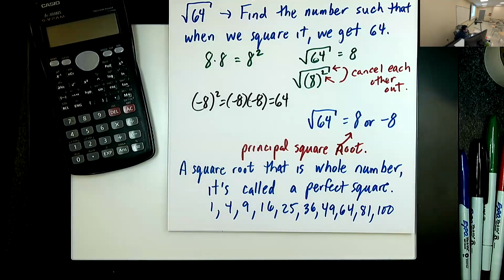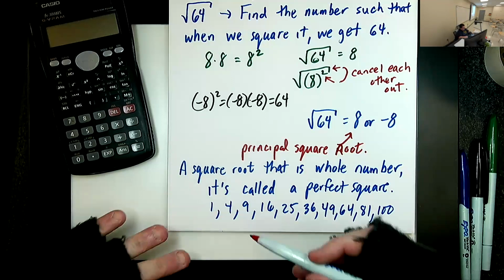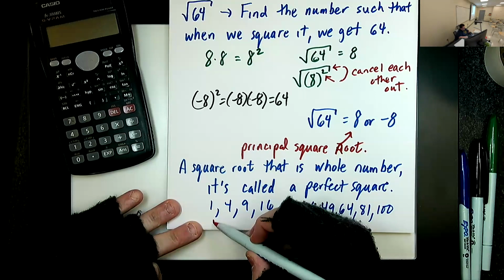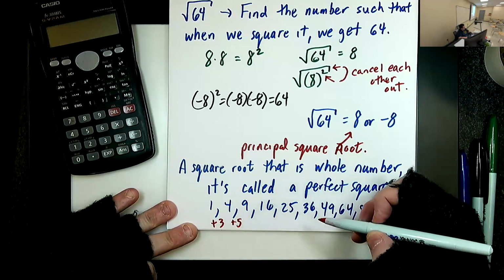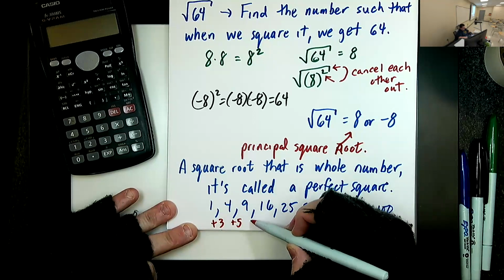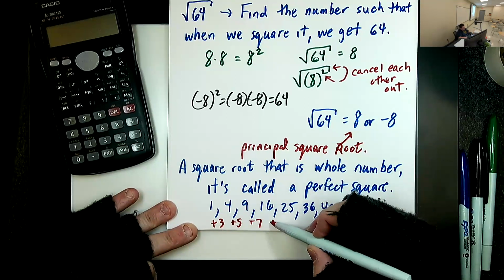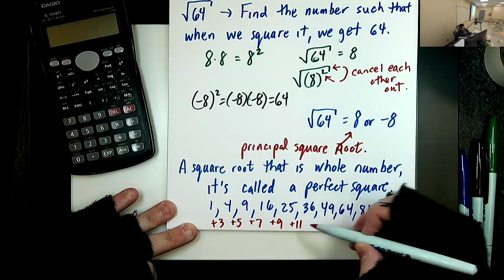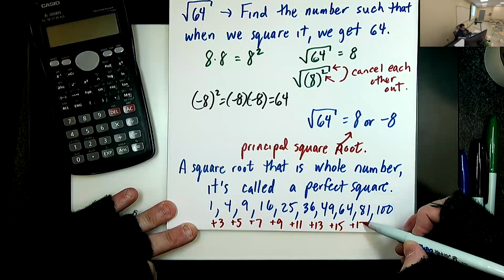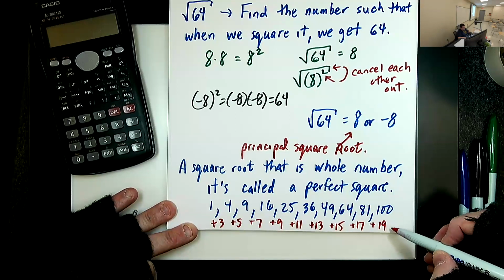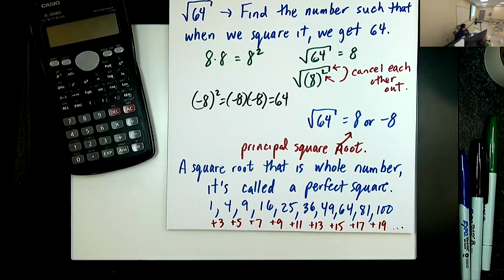Interestingly enough, there is a pattern to the perfect squares. This is just fun. I can get to 4 from 1 by adding 3. I can get to 9 from 4 by adding 5. I can get from 9 to 16 by adding 7. And this pattern continues, just increasing to the next odd number. You don't need to know that. I just think it's interesting.